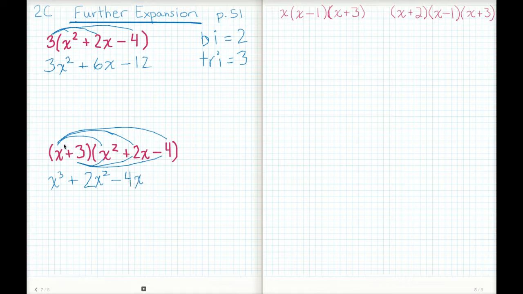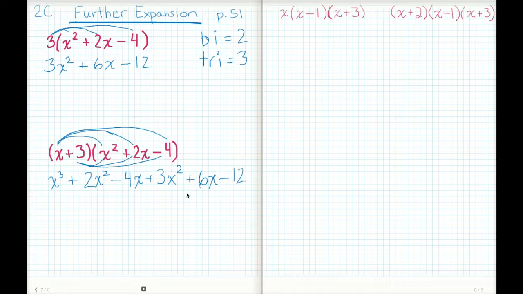Maybe it helps you to draw these rainbow lines, but then I would do it one at a time rather than all at the beginning. Then do it as you go, then you know which ones you've already done. Okay, and now we get exactly what we got up here when I do 3 times everything else. 3x squared, 3 times 2x plus 6x, and minus 12.